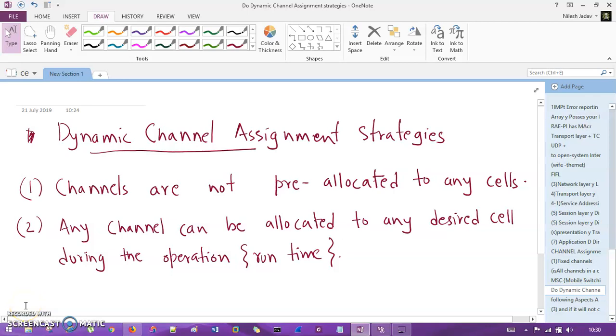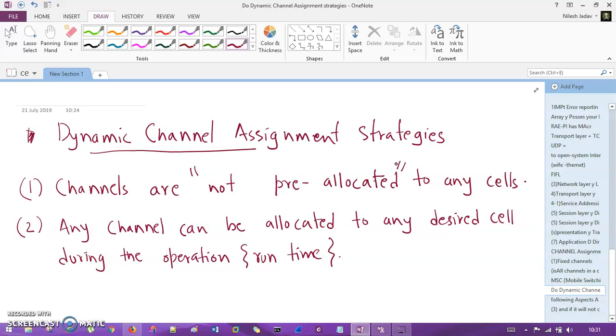Okay, so let's understand dynamic channel assignment strategies. So you see, in the fixed channel assignment strategies, the term was pre-allocation, as the channels are getting pre-allocated to any cells. But here in the dynamic channel assignment, the channels are not pre-allocated to any cell. Okay, it is not fixed. It is completely runtime. It is completely dynamic.